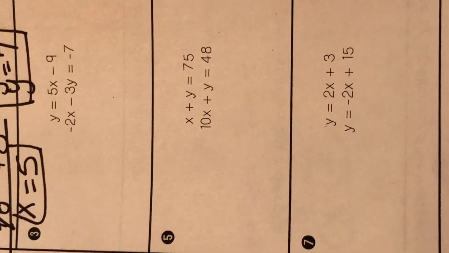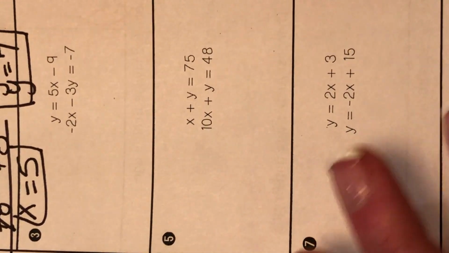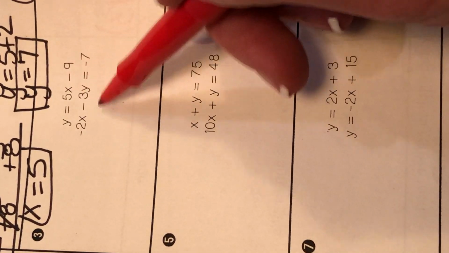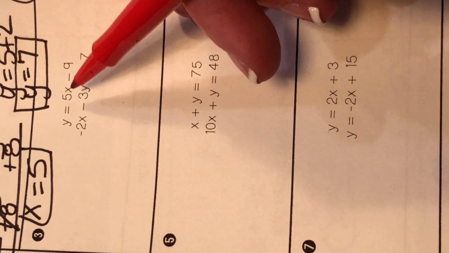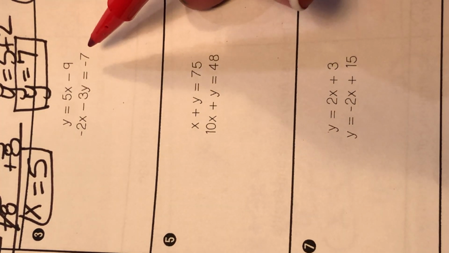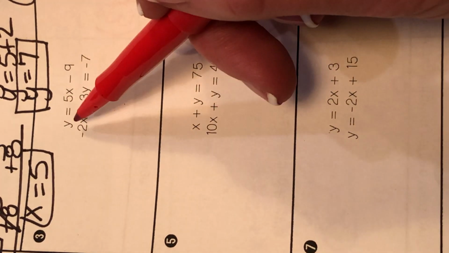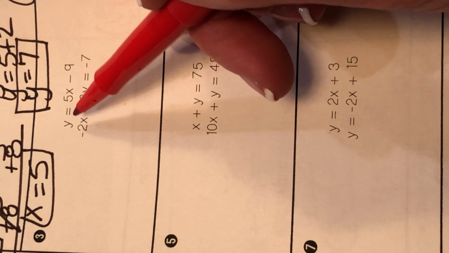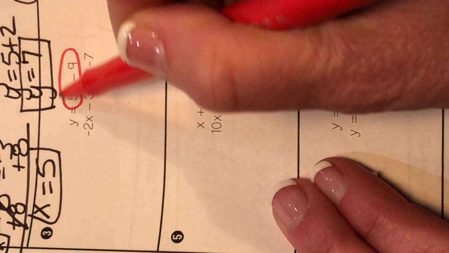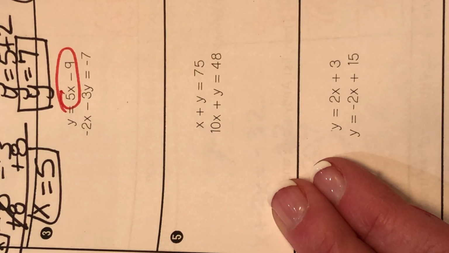The next problem that we're doing is problem number 3. And in problem number 3, once again, we have two equations to make our system. So y is equal to 5x minus 9 and negative 2x minus 3y equals negative 7. Fortunately for us, we have one of the equations already saying y equals, so we can skip that step because we know that y is 5x minus 9.